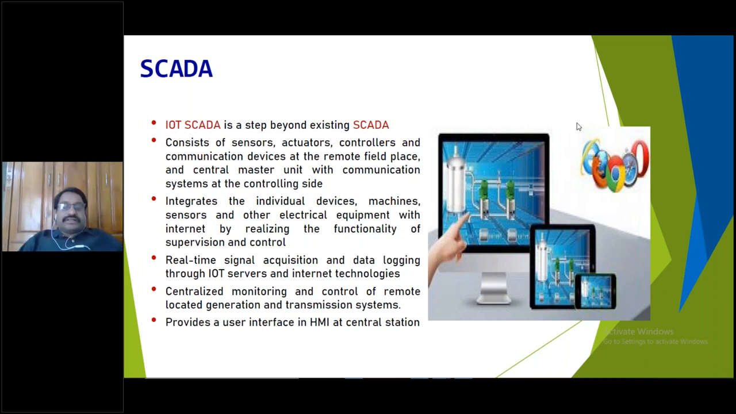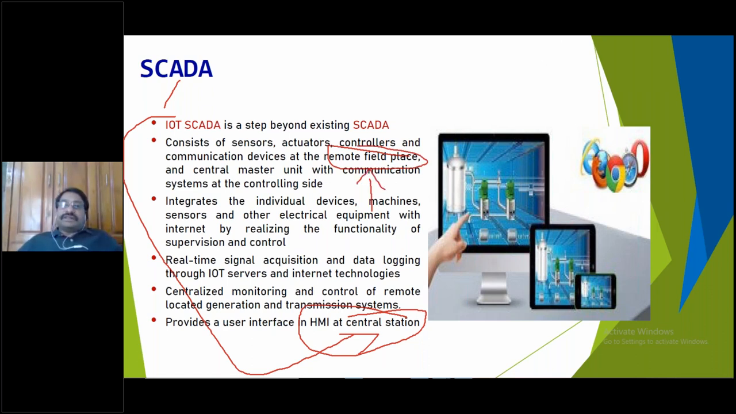Real-time signal acquisition, real-time data capture, and data logging to IoT servers and internet technologies is what happens in IoT SCADA, with centralized monitoring and control of remotely located generation plant systems. IoT SCADA provides a user interface, the human machine interface (HMI), at the central location, with reliable communication and adaptable, interconnected operation.